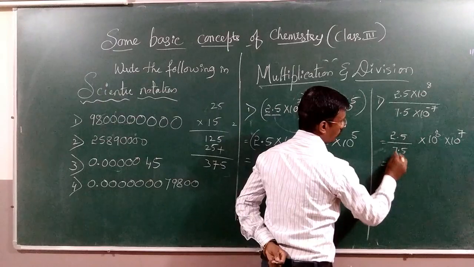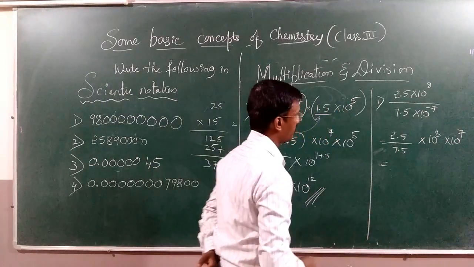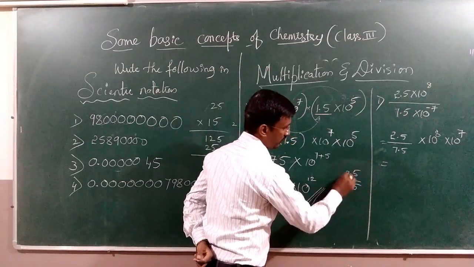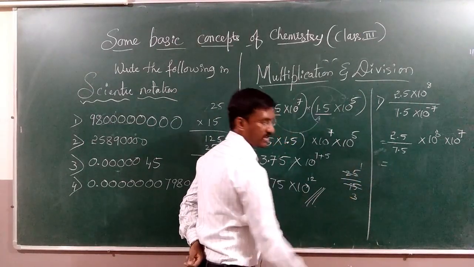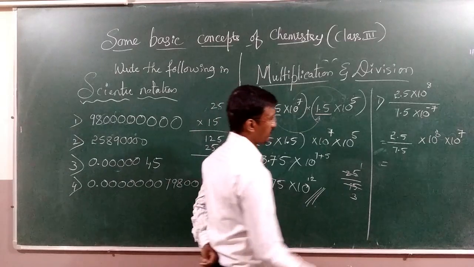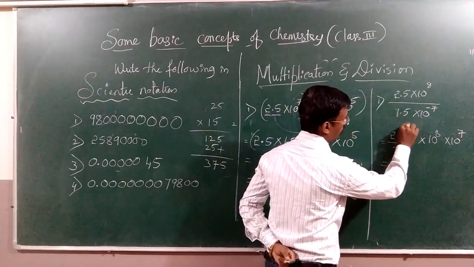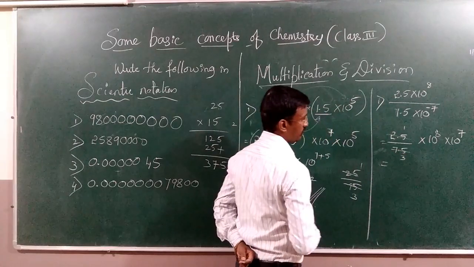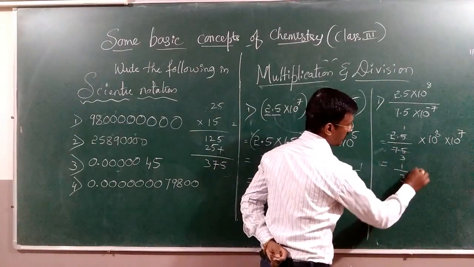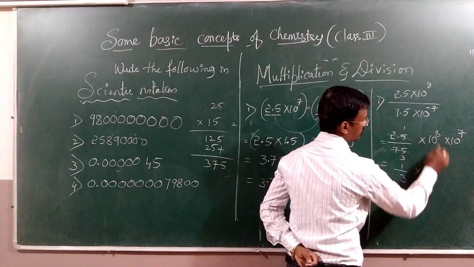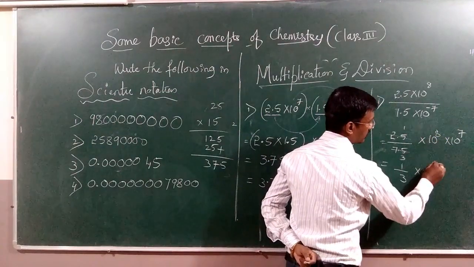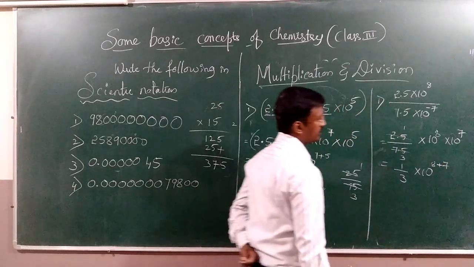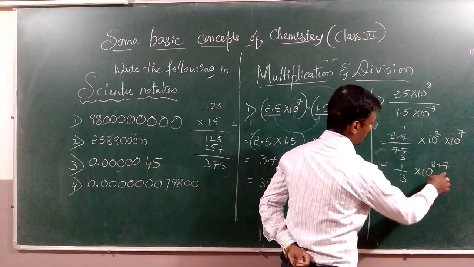So 2.5 divided by 7.5. You just do it, 25 divided by 75. 25 1s are 25, 25 3s are 75. Same thing here, 2.5 and 3 is 7.5. Therefore 1 divided by 3 into 10 raised to 8 into 10 raised to 7. Both are positive. Therefore 10 raised to 8 plus 7.